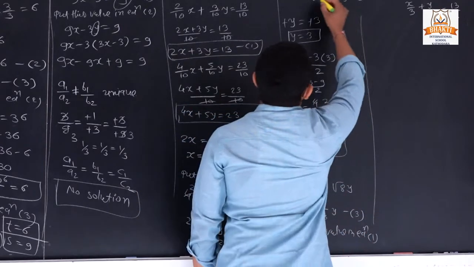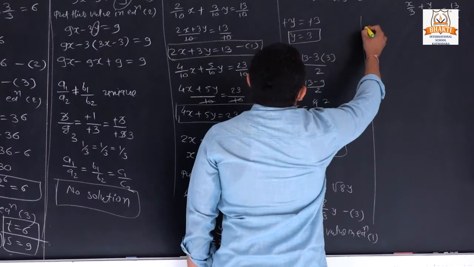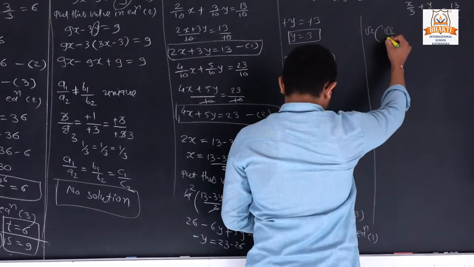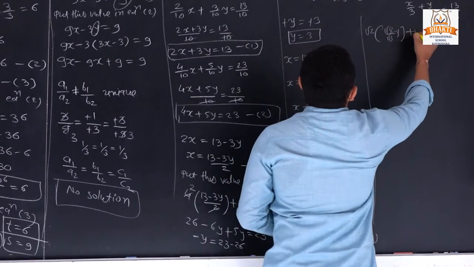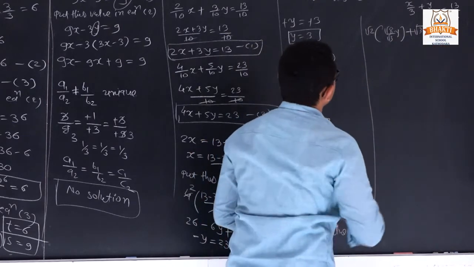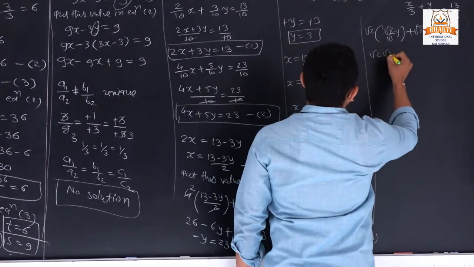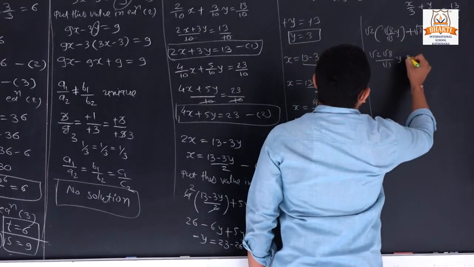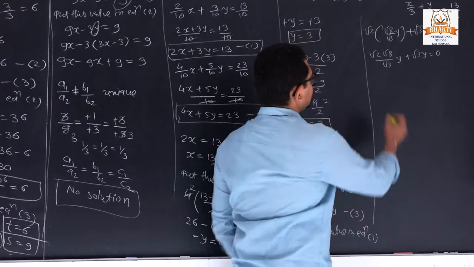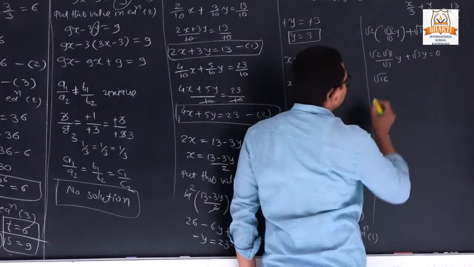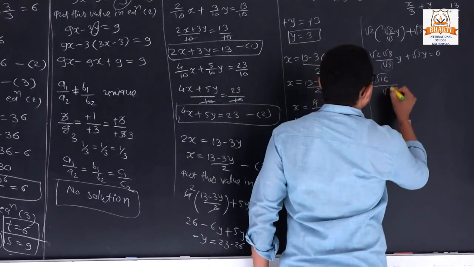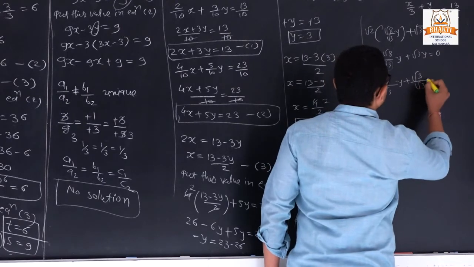So next, root 2 and x is replaced with root 8 minus root 3y, plus root 3y is equal to 0. Now simplify this. So root 2 into root 8 upon root 3y plus root 3y is equal to 0. Now 8 times 2 is 16, so it is root 16. And here root 3 is our LCM. So we can write like that, root 3y.